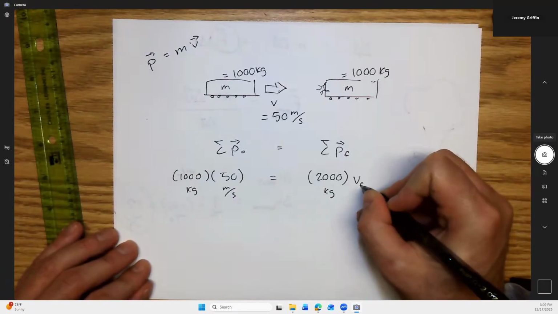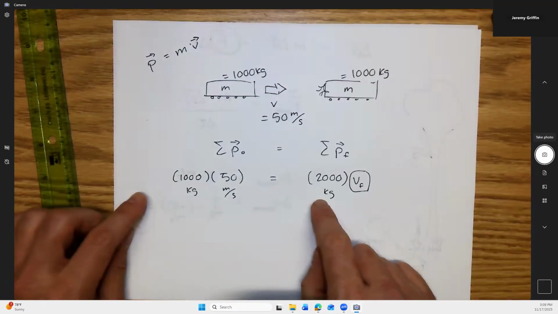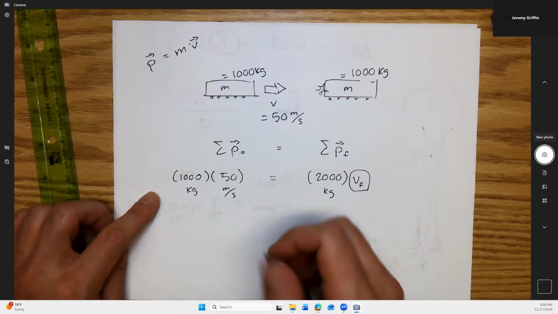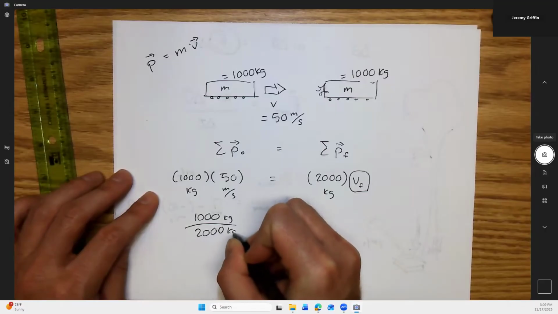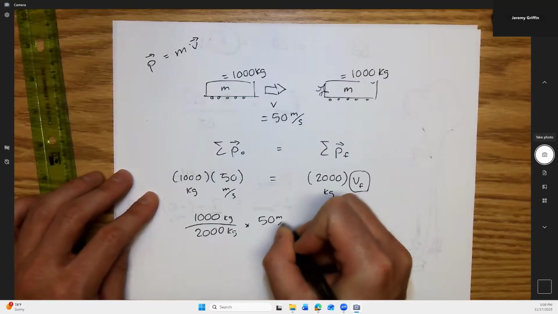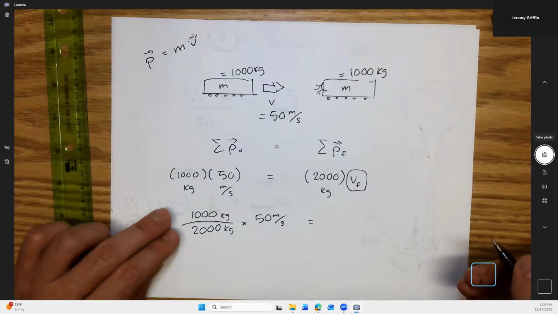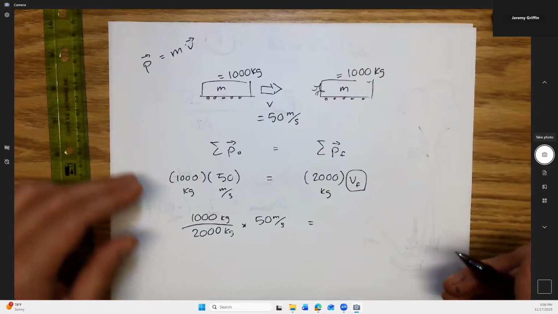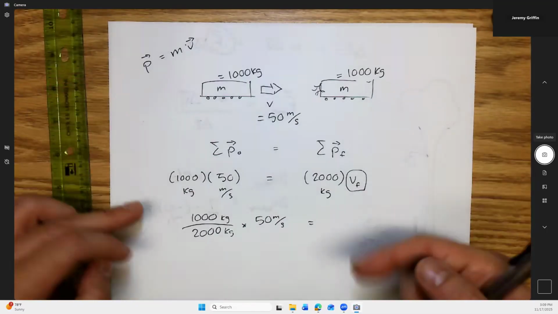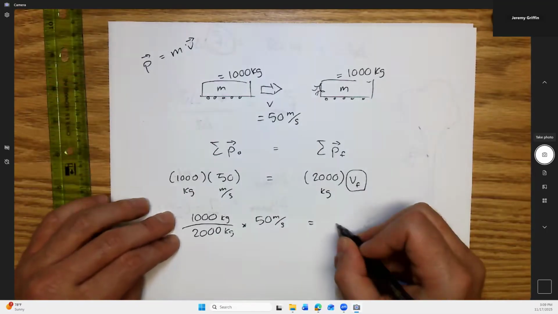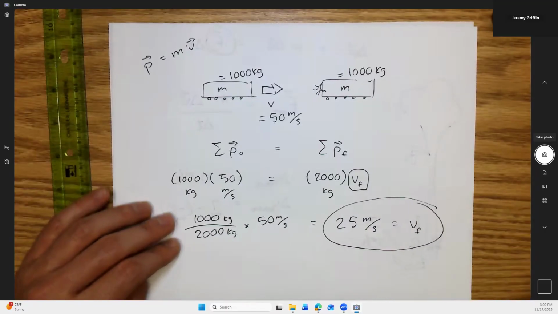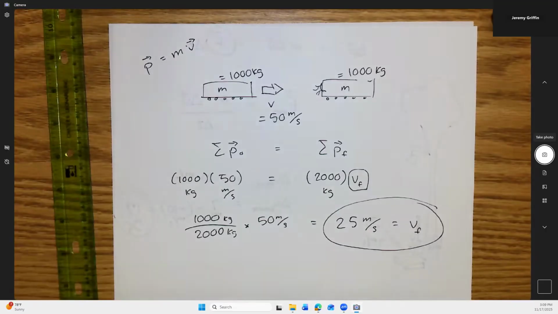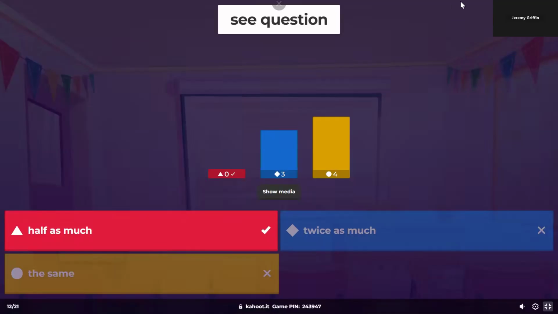And then v final, and we're solving for this v final. If I just divide over this combined mass, that's 1,000 over 2,000, and then multiply in the initial velocity of the first car, this ratio over here is always going to be half. I could pick any mass value. As long as they're the same mass, this ratio is always 1 over 2. So 25 meters per second is the final. So half, as long as they're the same mass and they couple together.